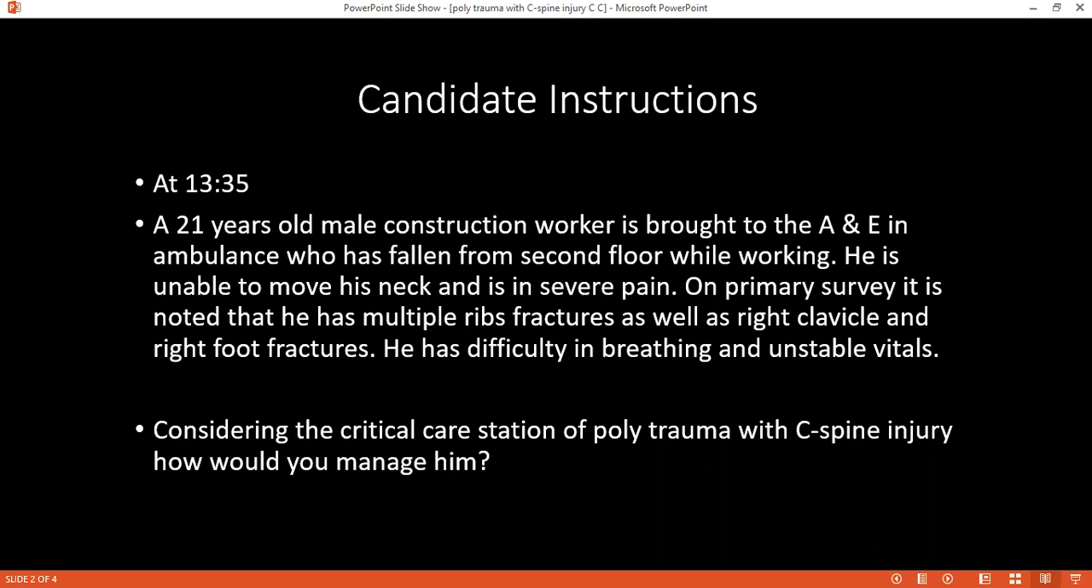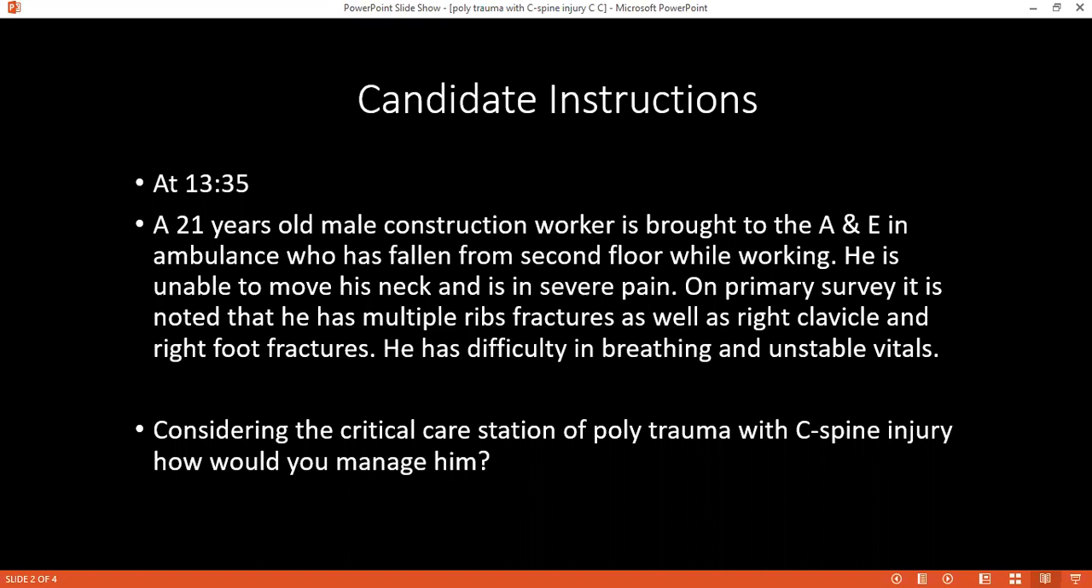Yes, ma'am. How would you decide which fracture to manage first? The patient has multiple rib fractures as well as a right clavicle fracture and a right foot fracture as well. In the exam, you're not going to get so much description in the question. So how are you going to decide which fracture to manage first?